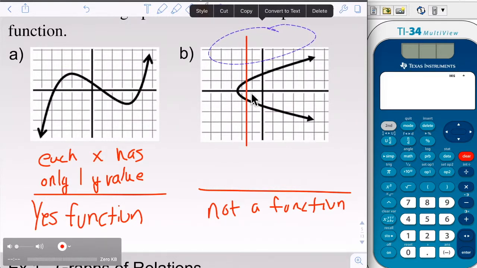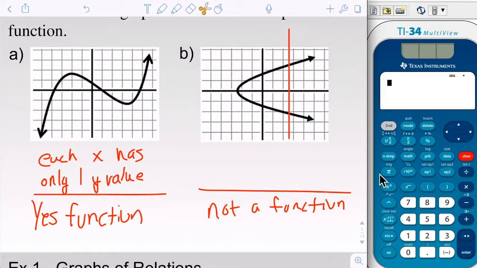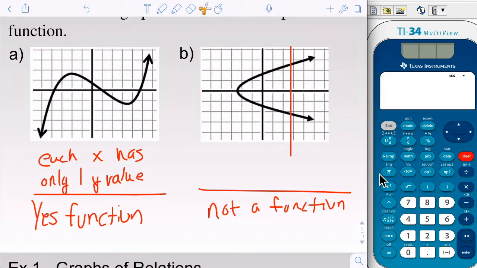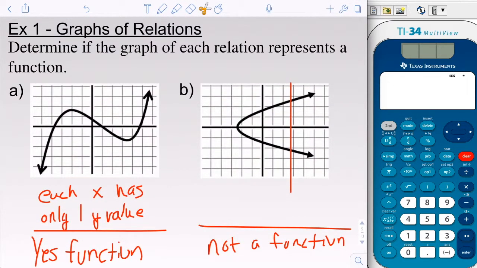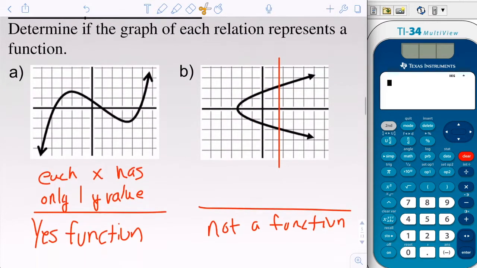As long as when the function does exist, there's only one place where it's crossing the relation. Like here, there's crossing at two different places. This fails the vertical line test. It is not a function. Everywhere on here, it fails the vertical line test. Not a function. Over here, it fails the vertical line test. That's what the vertical line test is saying. It's used to determine if a graph of a relation is a function. If it passes the vertical line test, like letter A, meaning it's only touching the line at one place, then this is a function. If it fails the vertical line test, like here, then it is not a function.